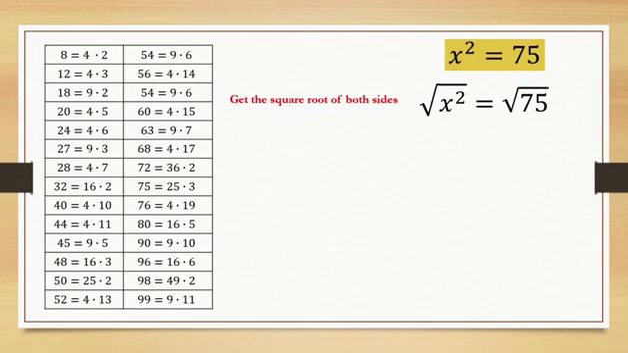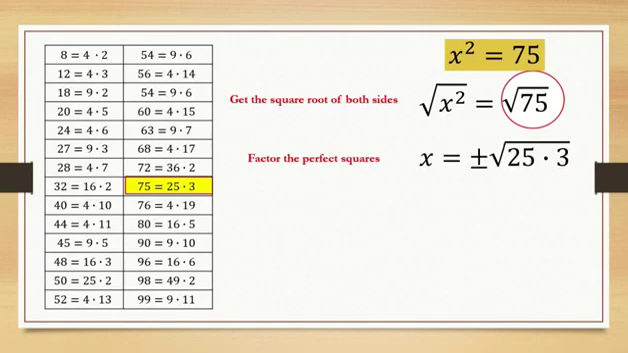So, ano yung mga factors ni 75 na kung saan merong perfect square? So, pwede nating i-factor ito gamit ang 25 times 3 because 25 is a perfect square, right? So, we will now have x is equal to positive or negative square root of 25 times 3. Okay. So, nagkaroon tayo ng 25 times 3 kasi hindi naman perfect square si 75. Now, let us now get the square root of the perfect square. So, yung kukunin lang natin na root ay yung number na perfect square.